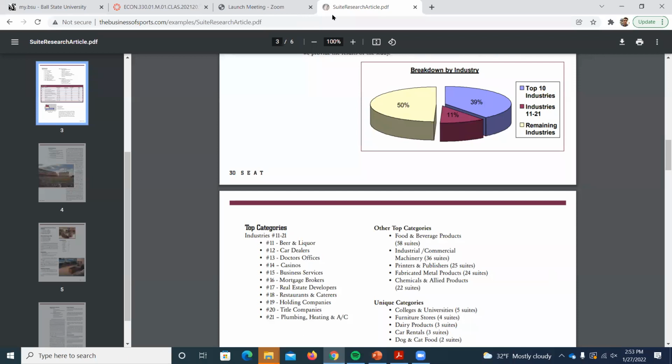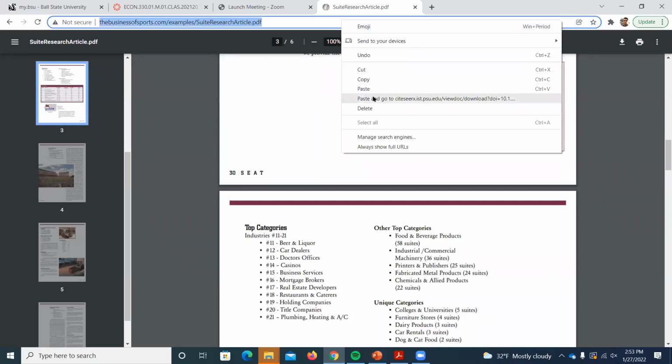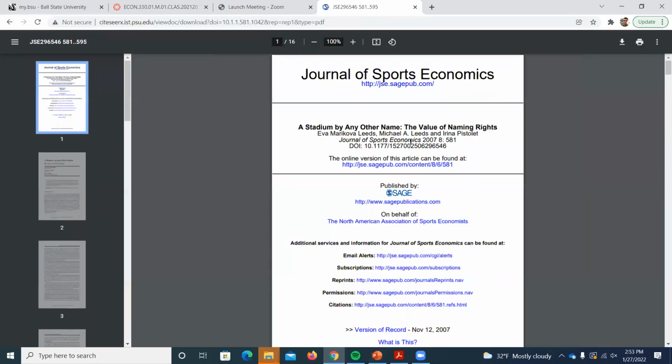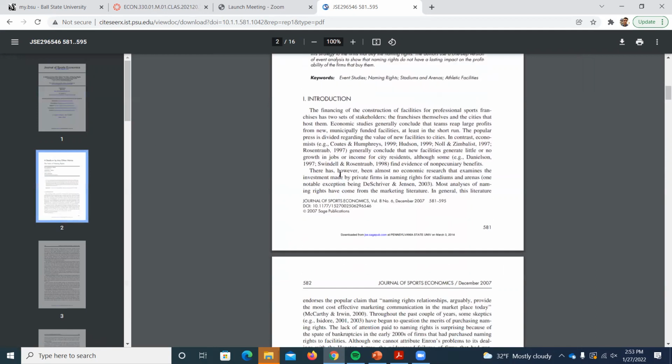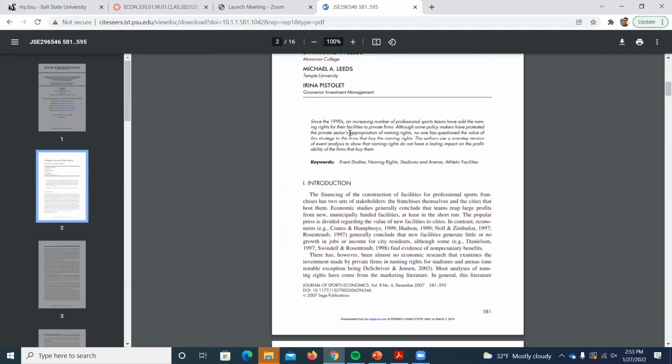So if we go here and paste this, I've got another one. This is the one that I posted up on Canvas under this week's readings. So we can read through a little bit of an abstract here. Since the 1990s, an increasing number of teams have sold their rights to name their facilities. Authors use a one-step version of event analysis to show the naming rights do not have a lasting impact on the profits of the firm.